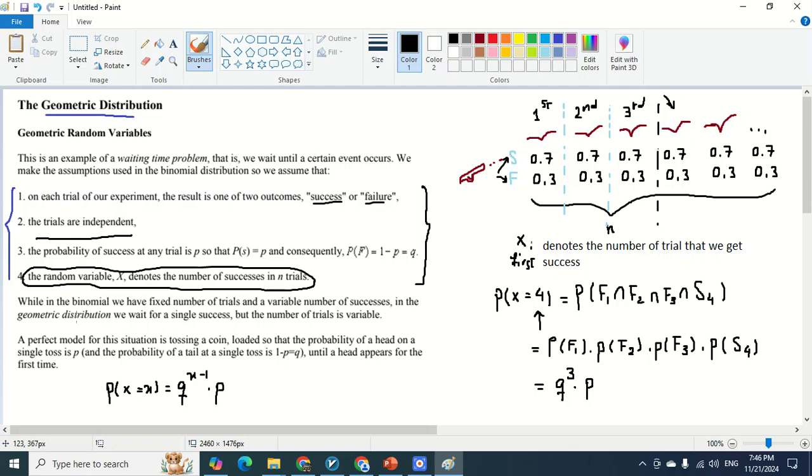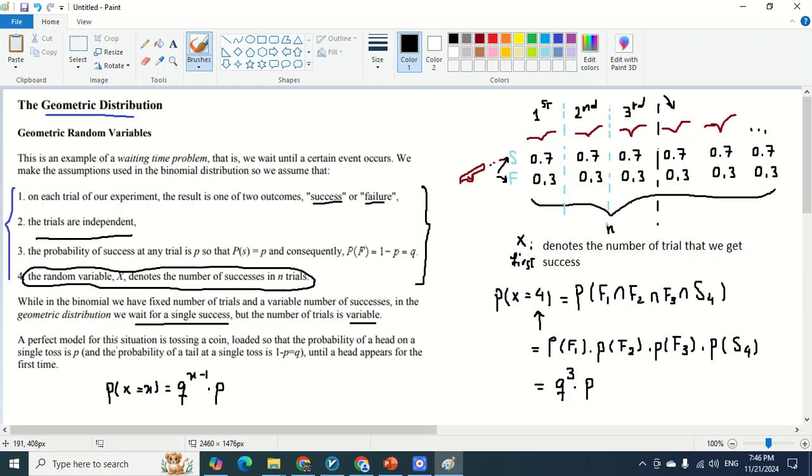Indeed, we have the random variable x over here as the number of the trial on which we get the first success, while in the binomial we have a fixed number of trials and a variable number of successes. In the geometric distribution we wait for a single success, but the number of trials is variable. So these are the differences between the geometric and binomial distributions.